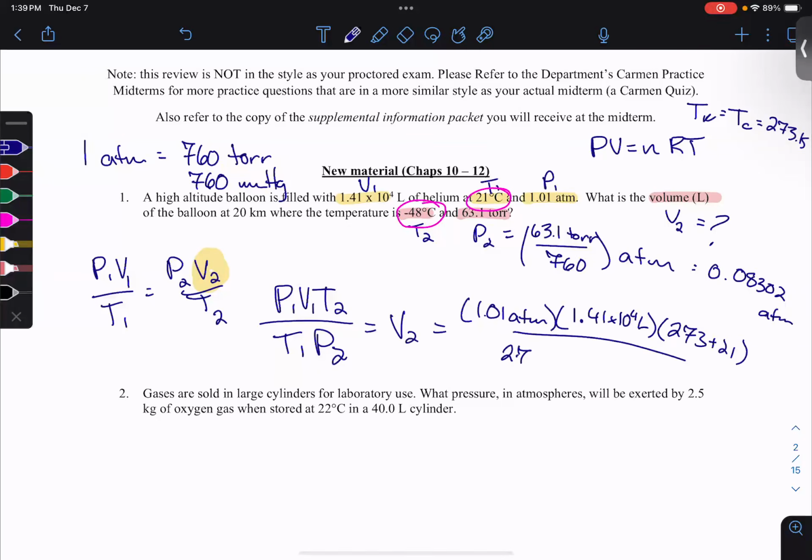T2 is 270, or sorry, T1. No, I messed this up. That's T1. This needs to be T2.